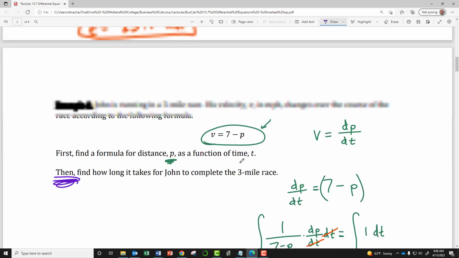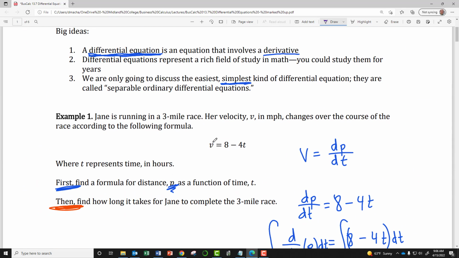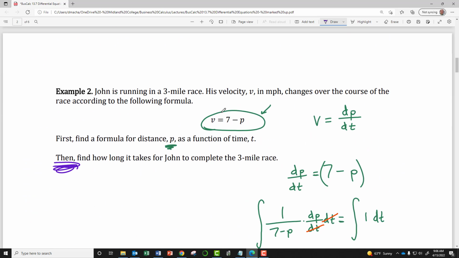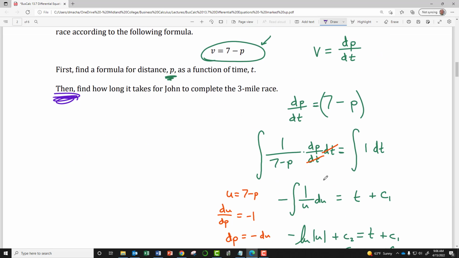Okay. And so this gives us a way, notice in our example 1, velocity was given as a function of time. In example 2, velocity is given as a function of distance. And so just be aware, especially of these first steps. What did we have to do differently when velocity was a function of distance, right?